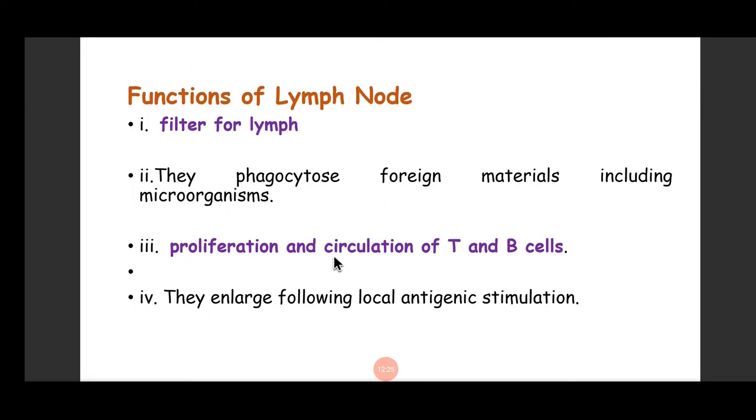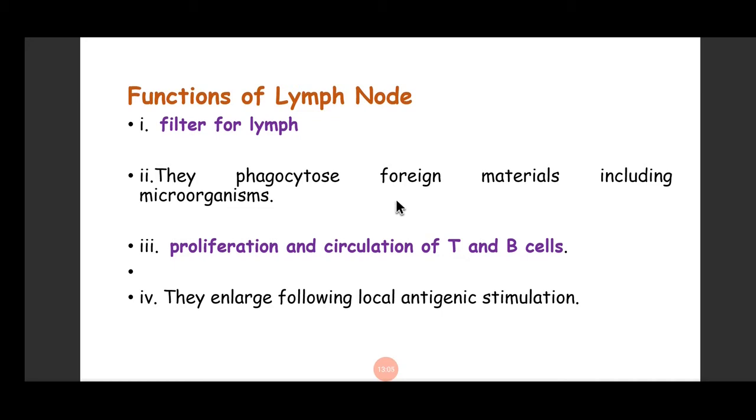What is the function, or the importance, of the lymph node? First, it is a filter of lymph. Lymph from the whole body goes to the lymph nodes and the lymph channel, and then comes back to the circulation. From circulation, it goes into the extracellular fluid, becomes extracellular fluid, and then goes to the lymph node again, and this circulation of lymph keeps on going. They are also a place for phagocytic activity of the cells, and, as I said, proliferation and circulation of T and B cells.